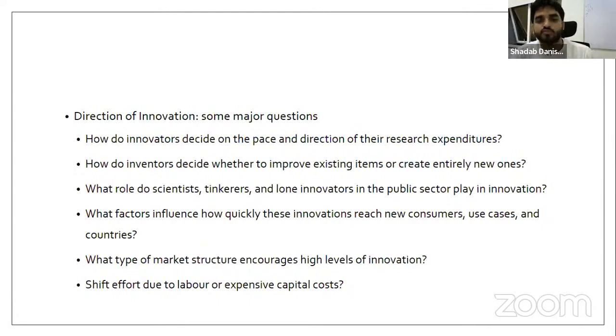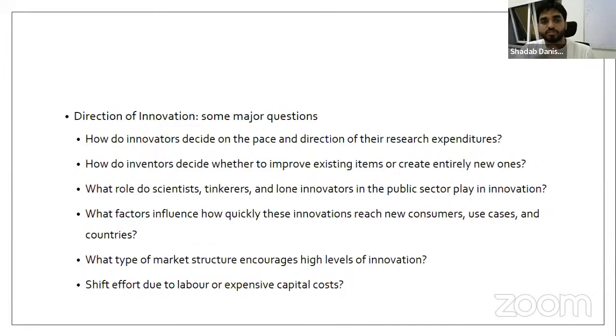What types of market structure encourage a high level of innovation, which means do we need to have monopolistic competition? What kind of oligopolistic? What kind of market structure? What kind of policies are required? Shift effort due to labor and expensive capital cost. So whether the innovation is stopped because of the labor cost or capital cost, or innovation does not have any impact on that.